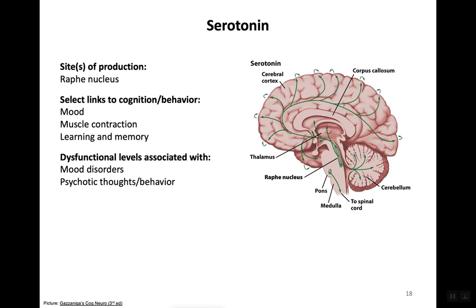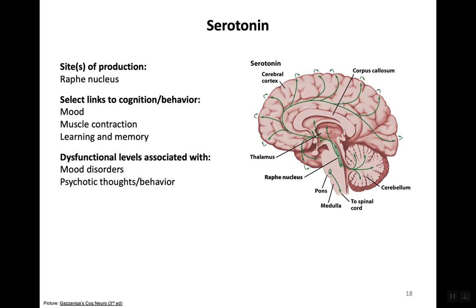Okay, serotonin is yet another popular neurotransmitter, and it bears a lot of similarity with norepinephrine, both in where it is synthesized in the brain, and that would be again in the pons, in the brainstem, though in a slightly different location of the pons within the Raphe nucleus. But it is similar in the sense that it impacts a large network of cortical areas, as well as the cerebellum and the spinal cord. It has also select links, especially to mood, but also more generally to cognition and behavior. For instance, it's got quite a bit of an impact on learning and memory, as well as on the motor system, on muscle contraction.